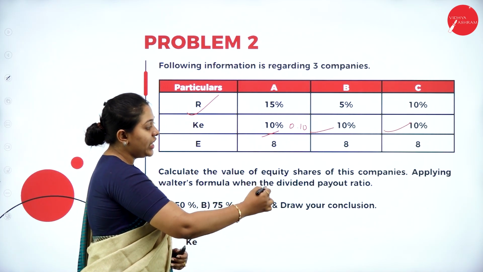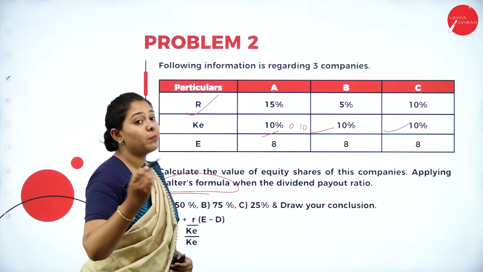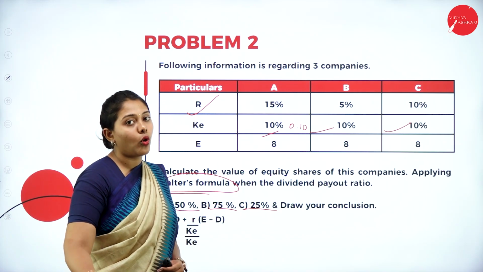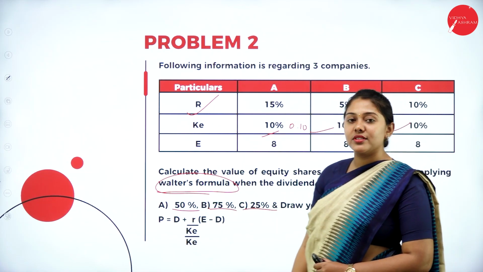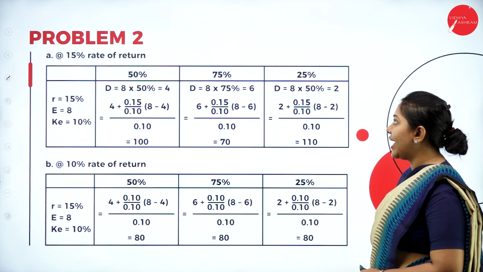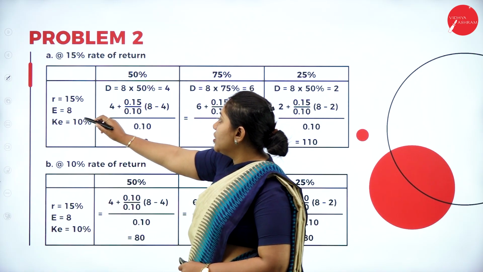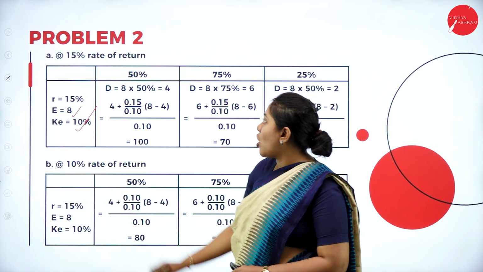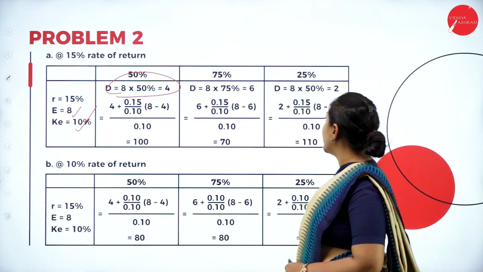Calculate the value of equity shares of these companies by using Walters formula when the dividend payout ratio is 50%, 75%, 25%, and draw your conclusion. So 50%, 75%, 25% when your earnings is 8 rupees. The formula will be the same. Let us calculate. When the rate of return is 15%, earnings will be 8 rupees, cost of equity capitalization rate is 10%. So how do you calculate now? First, you need to calculate dividend per share. So how do you calculate dividend per share?